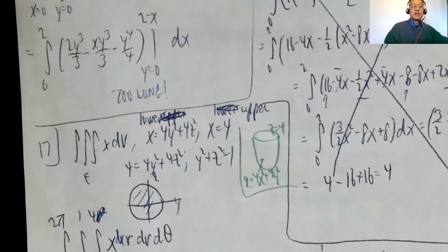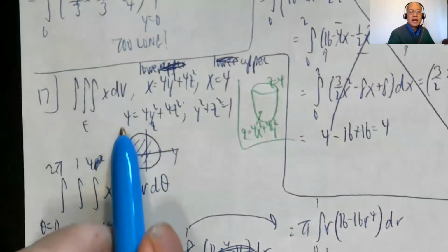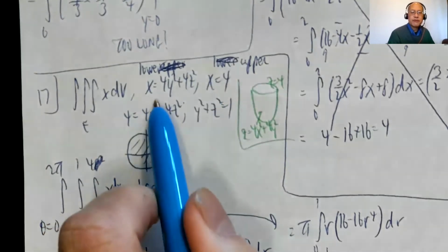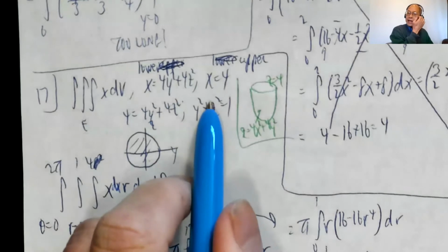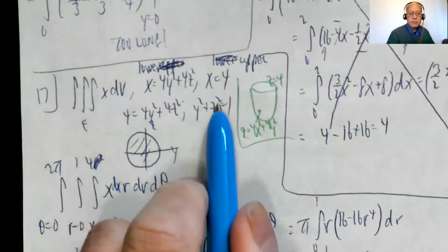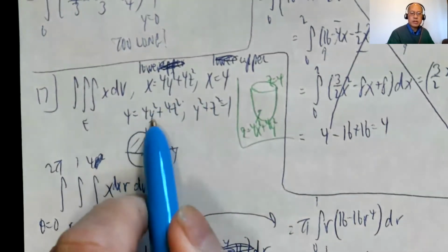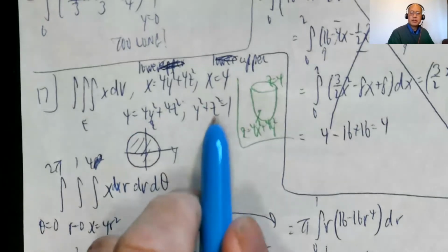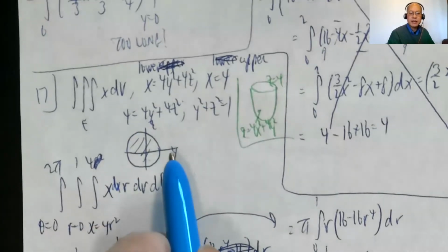Okay, 17, triple integral of x dV bounded by x equals 4y squared plus 4z squared and x equals 4. So x is a function of y and z, as it were. And to find out where they intersect, 4 equals 4y squared plus 4z squared. That means y squared plus z squared equals 1, a unit circle in the yz plane.